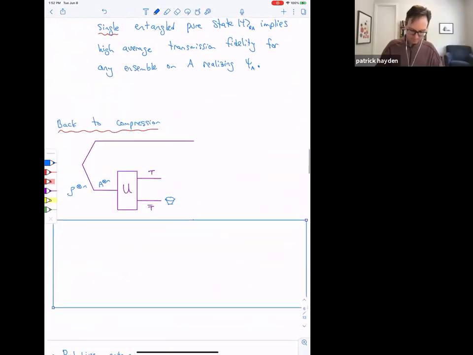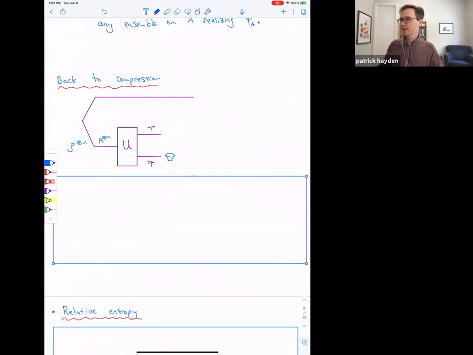Okay, so let's think about this a little bit in the context of compression.